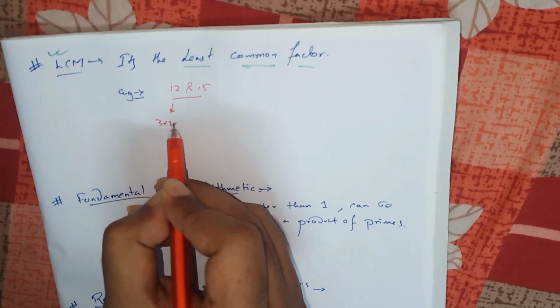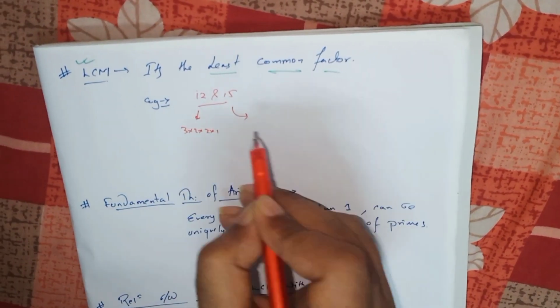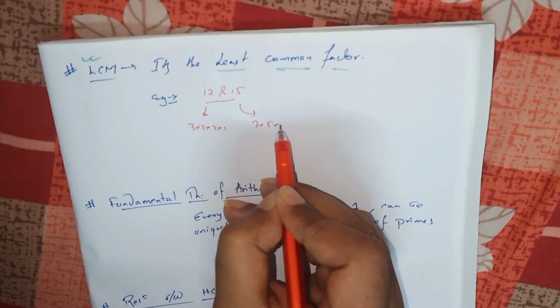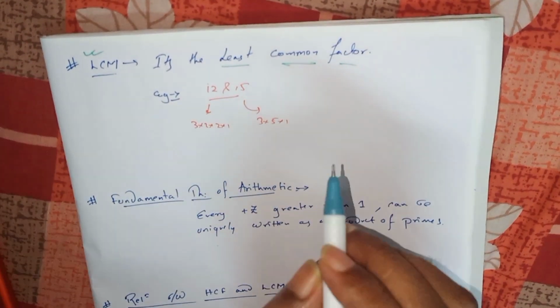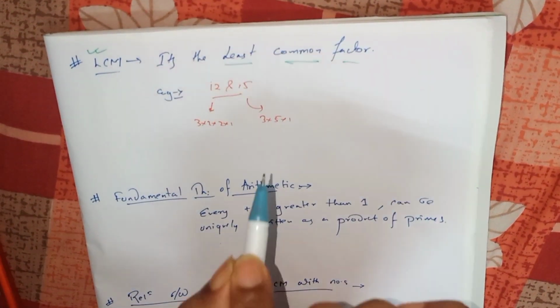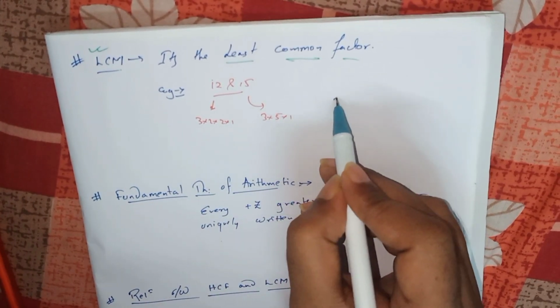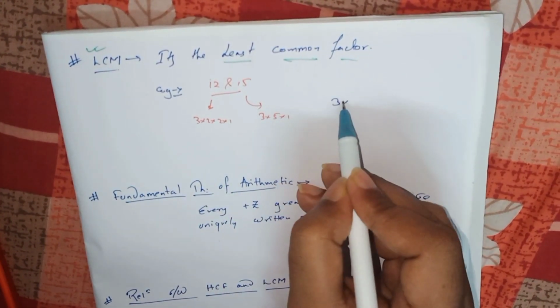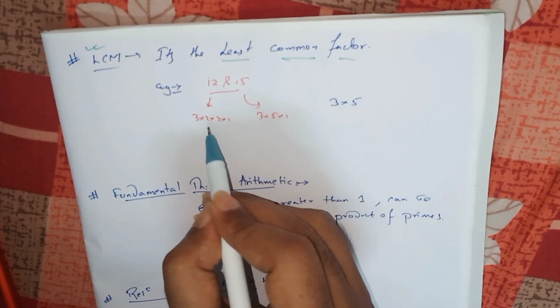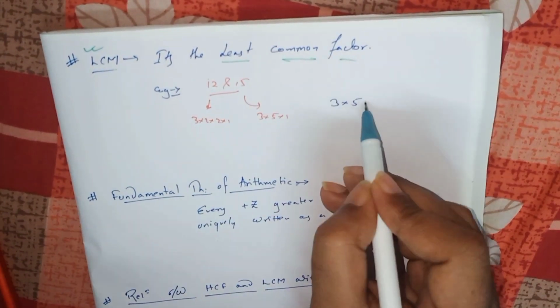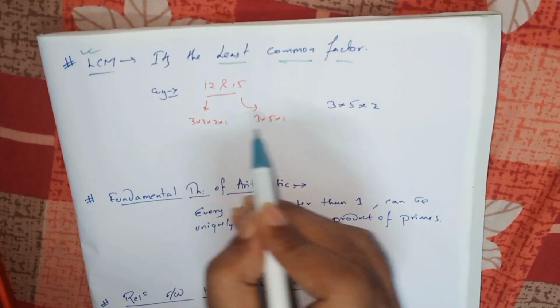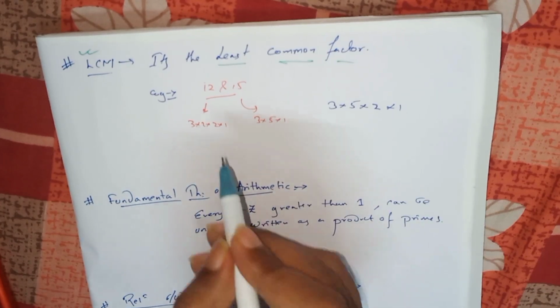12 is 3 into 2 into 2 into 1. In case of 15, it will be 3 into 5 into 1. Now, you just have to write the distinct numbers between the two. 3 and 3, write 3 once. 5 is a distinct number. 2, here 2 is written two times, we will write 2 once. 1 only once, so we write it once.